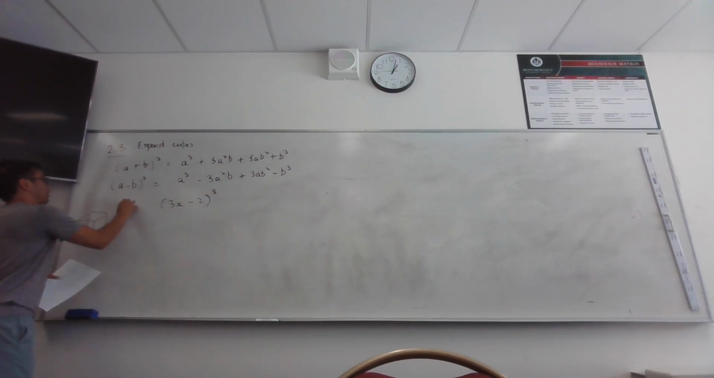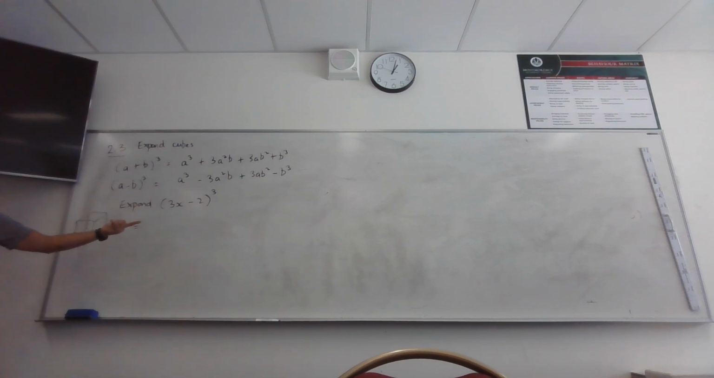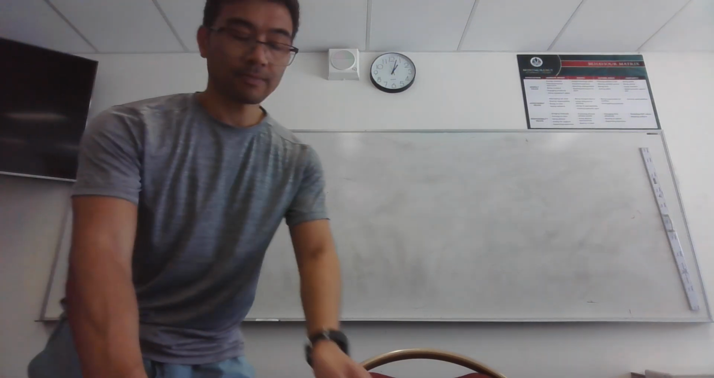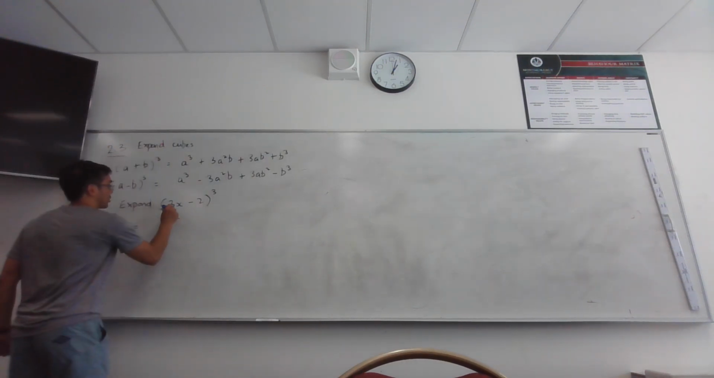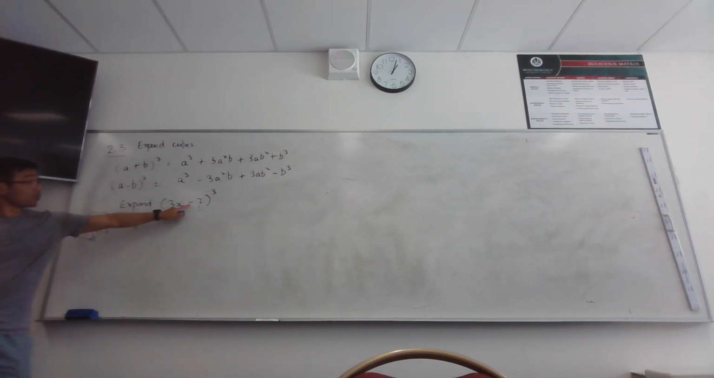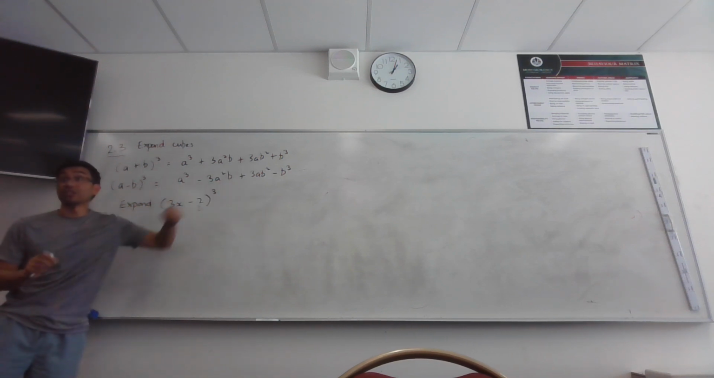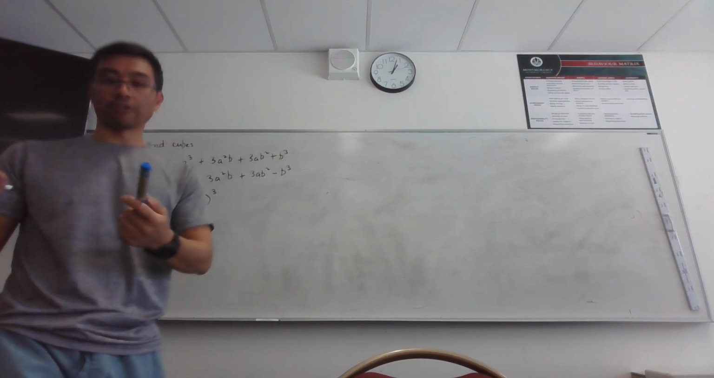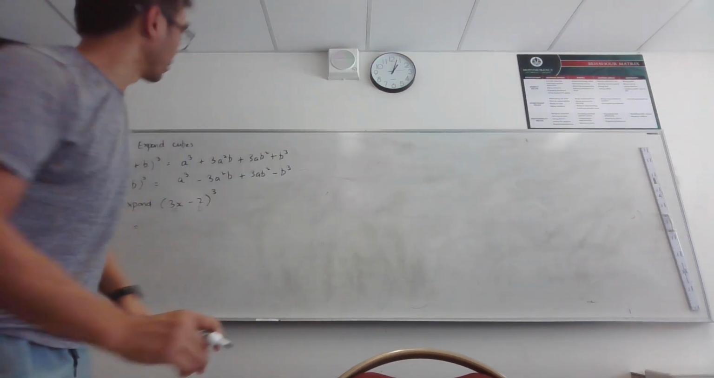If I ask you to expand this, which one am I going to use? The second one, because it's a minus. So if you look carefully, this is your A, and this is your B. We are going for this one. We're going to ignore the negative because it's already placed in the equation. We just need to read it off. So let's do it now.